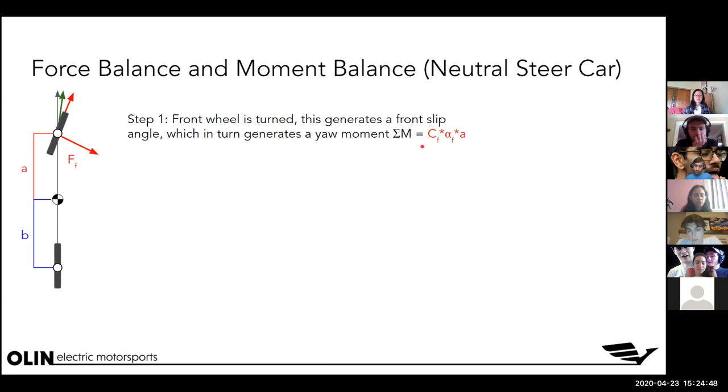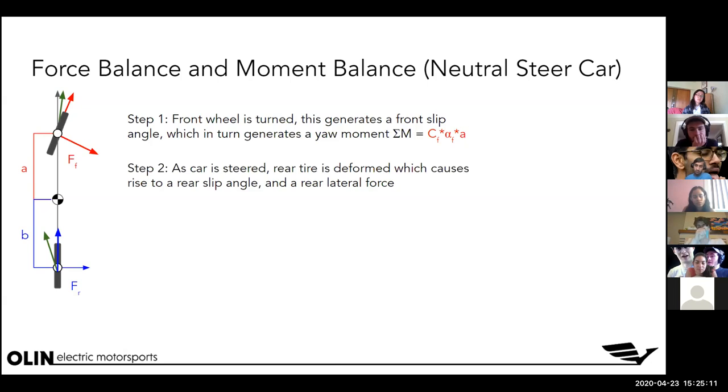That lateral force is going to give rise to some force times some distance A from the center of mass. So now our sum of moments is unequal, and it's going to look like this lateral force times A. What that's going to do is cause our car to begin to rotate. So we're driving forward, we turn the front wheel, our car starts to rotate. What's going to happen next is that our car is yawed, and again, when I say yaw, I mean it's pivoting about its center of mass.